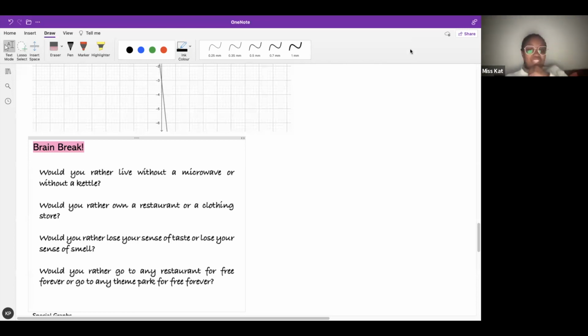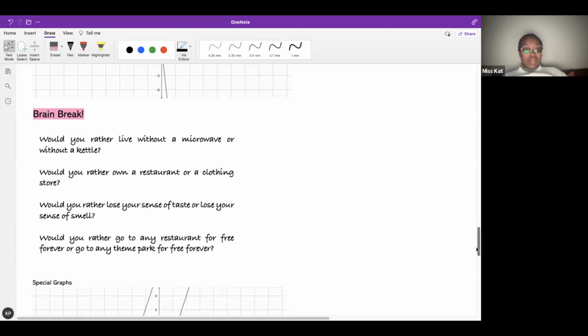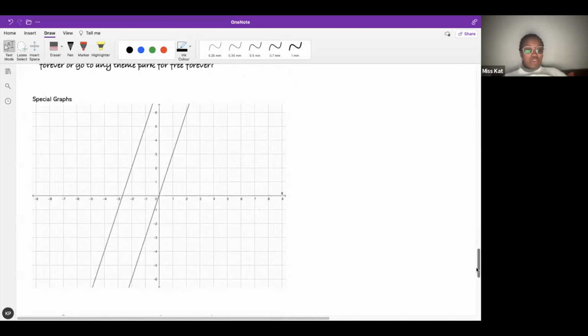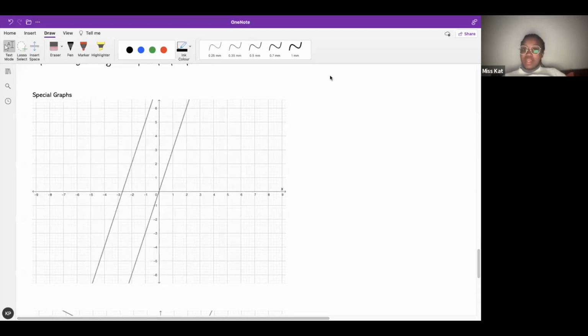Love it. Okay, guys, we have one more section to do. Today is quiz day. So let us do some special graphs. These all have to do with gradient. I don't think we're gonna have enough time to find the equations of the graphs, but it's okay.